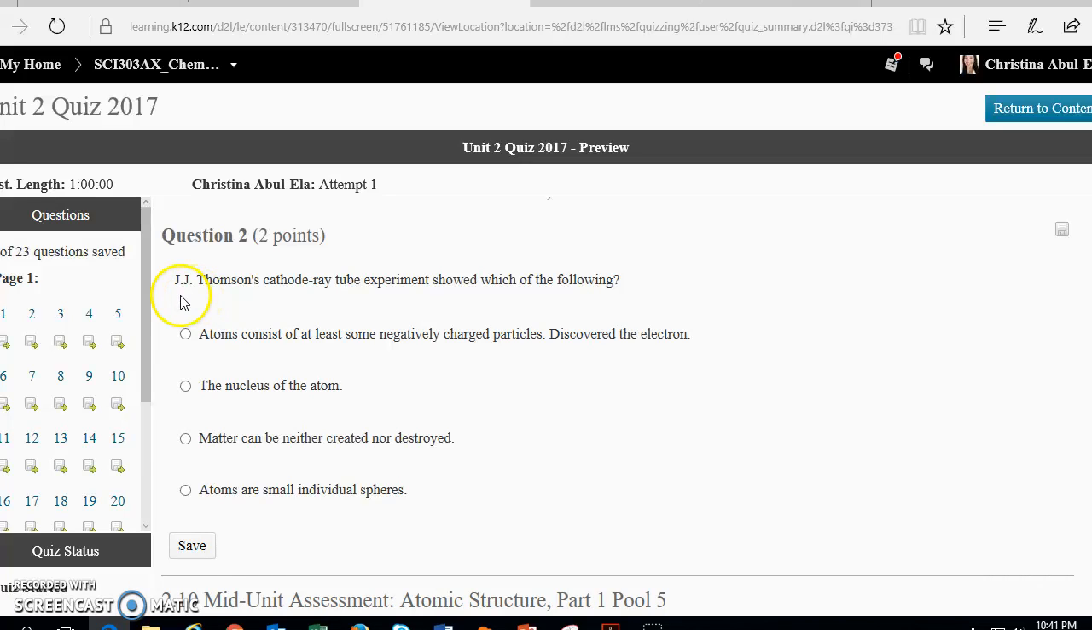Question 2. J.J. Thomson's cathode ray tube experiment showed which of the following? Atoms consist of at least some negatively charged particles, and he discovered the electron. The nucleus of the atom. Matter can be neither created nor destroyed. Atoms are small individual spheres.